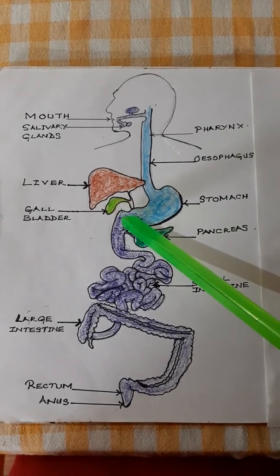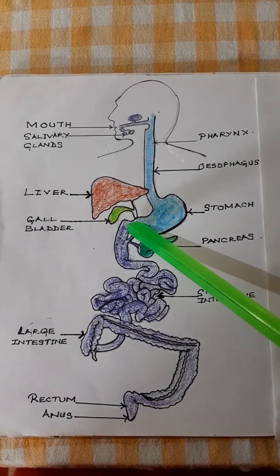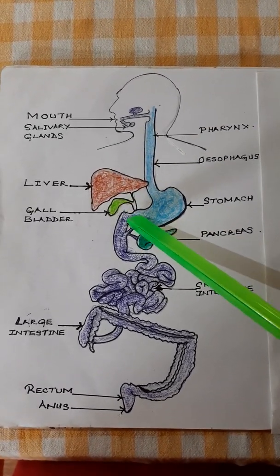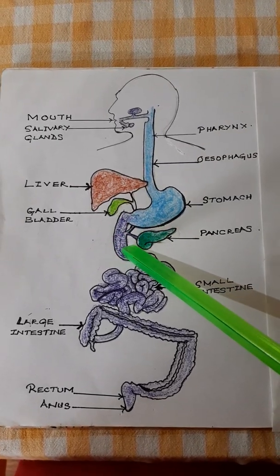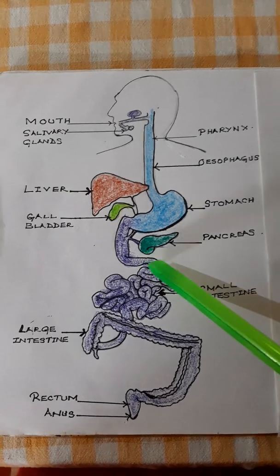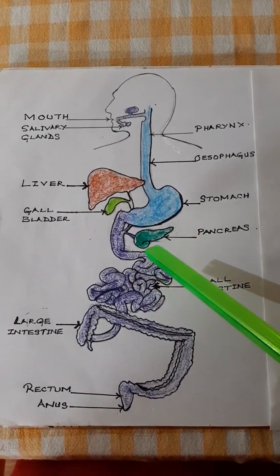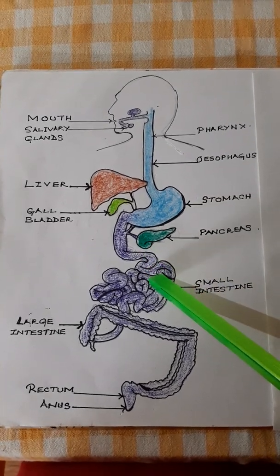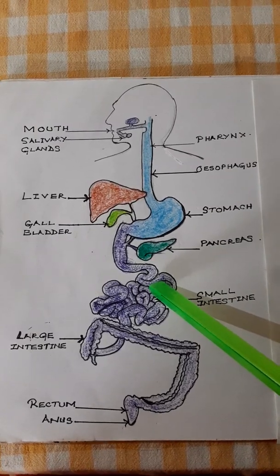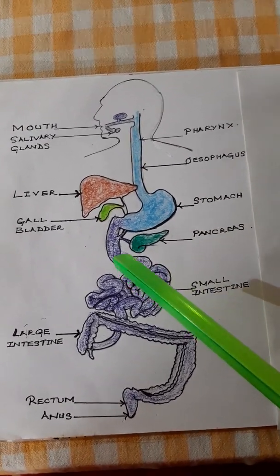the small intestine. The first part of the small intestine is called the duodenum. Then comes the jejunum. And now we are doing the ileum, the last part of the small intestine, where digestion also takes place, but absorption of food also takes place over here in the small intestine.